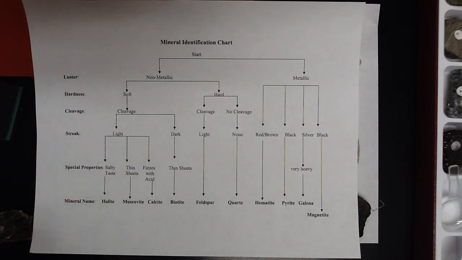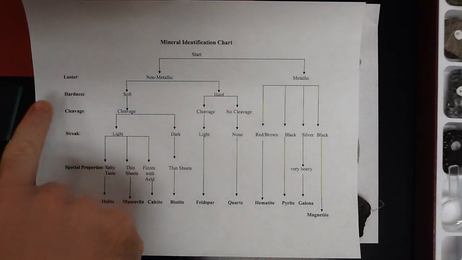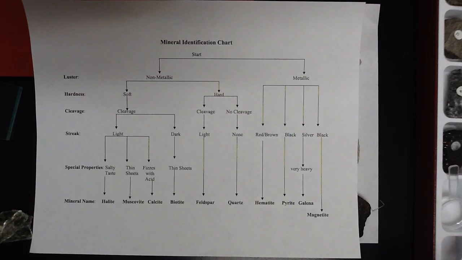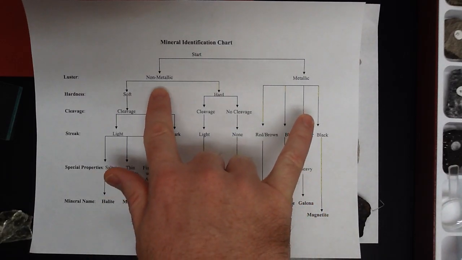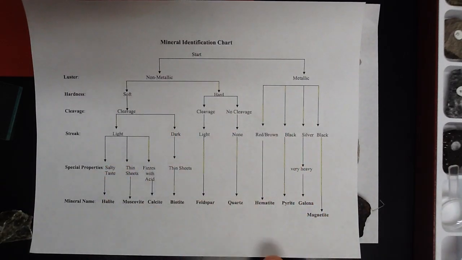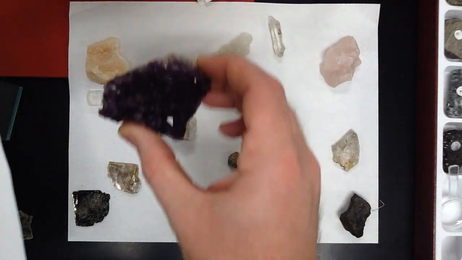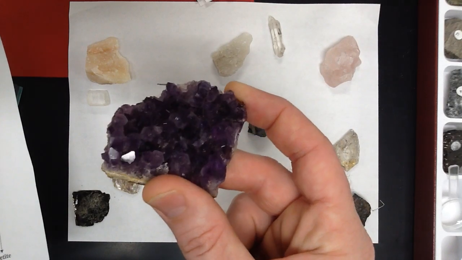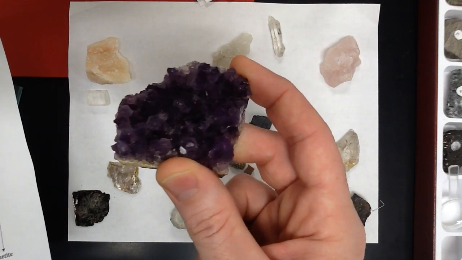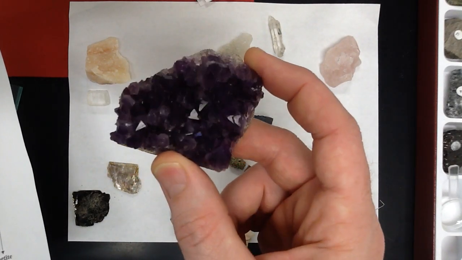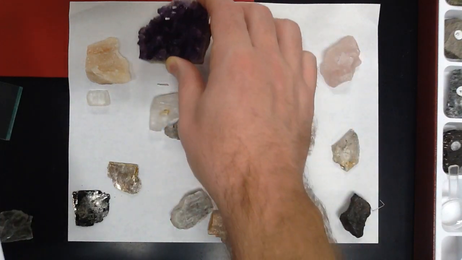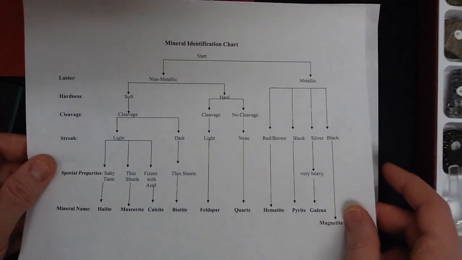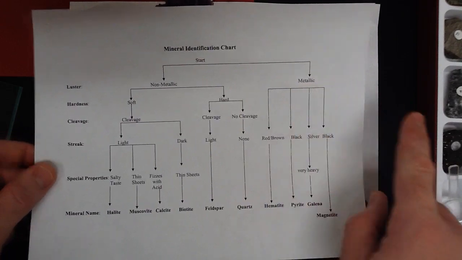So starting at the top of this flow chart, you're going to look at the luster, which is what type of shine it has. Is it a non-metallic luster, which looks more like a standard crystal, almost like this quartz here? Definitely not a metal, just a glassy, shiny crystal color or reflection. Or is it something that's more metallic?